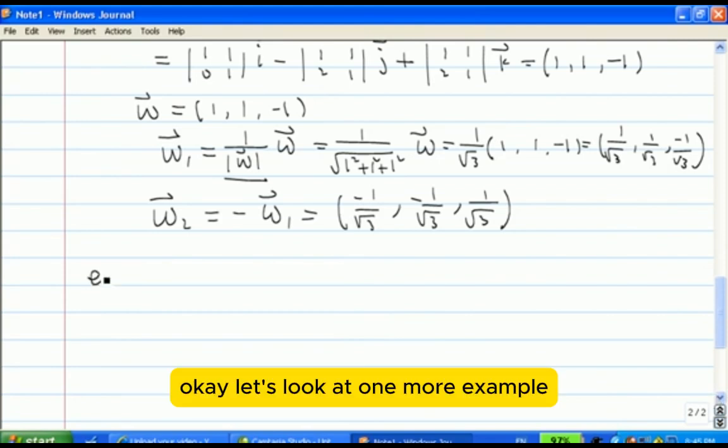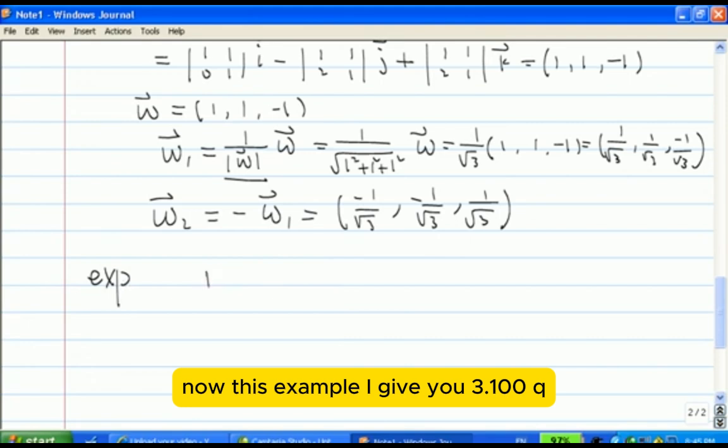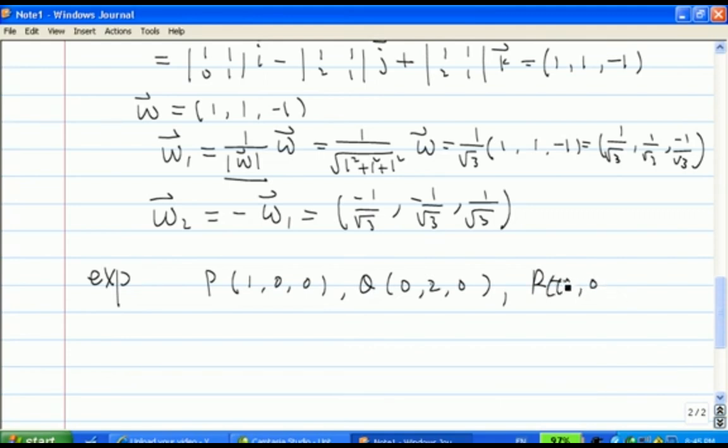Okay, let's look at one more example. Now, in this example I give you 3 points. P is 1, 0, 0. Q there is 0, 2, 0, and R there is 0, 0, 3.